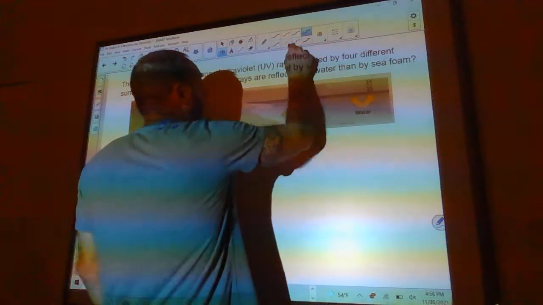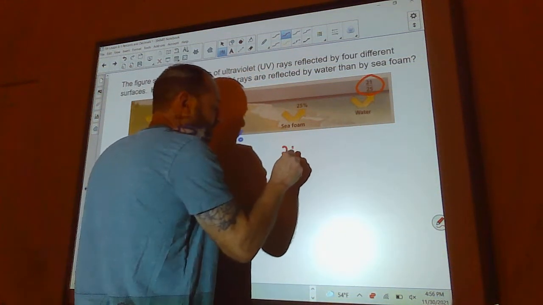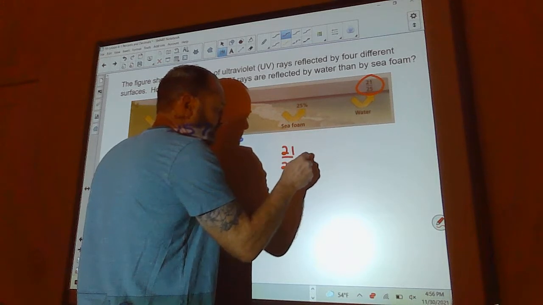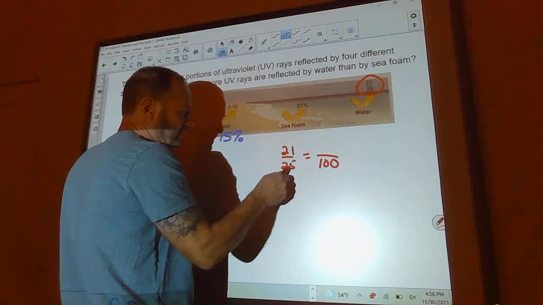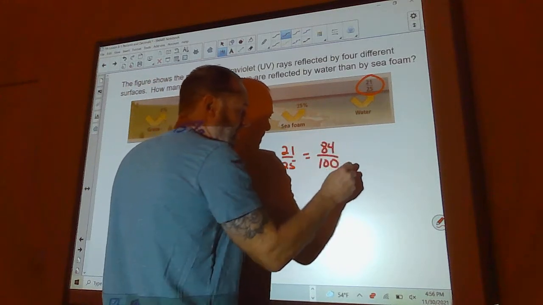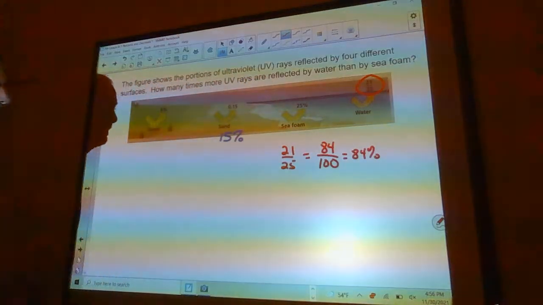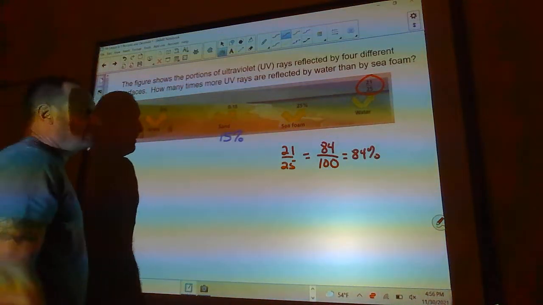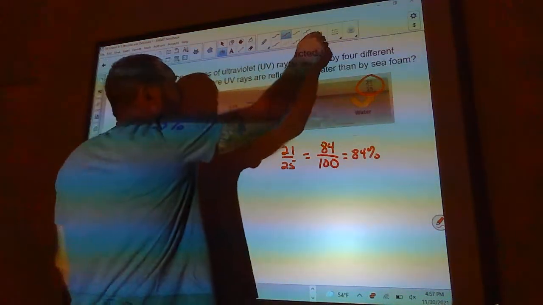Okay, so the first thing that we should do is take this 21 25ths right here and convert that to a percent. Probably the easiest way to do this one is say, let's see, 25 times 4 is 100, so 21 times 4 would be 84. That's 84%. Okay? So, water, that's where you can really get sunburnt in water. Got to watch out for that.